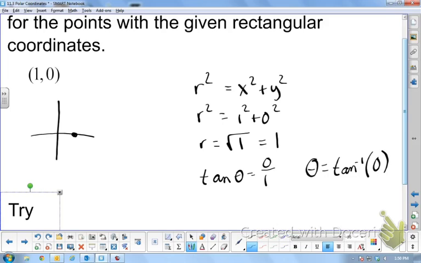I said that wrong. Inverse tangent of 0. Why would you do that? When does tangent equal 0?